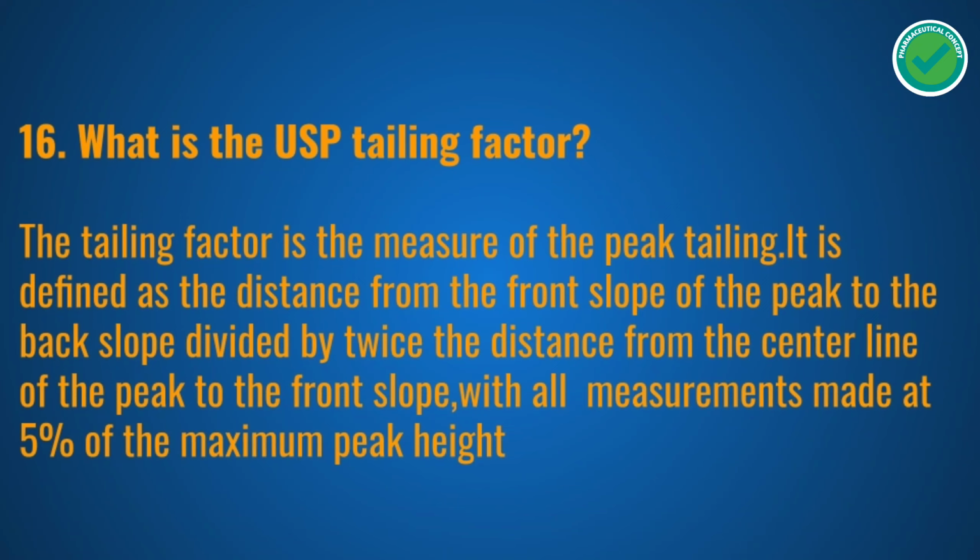What is the USP tailing factor? The tailing factor is the measure of peak tailing. It is defined as the distance from the front slope of the peak to the back slope divided by twice the distance from the center line of the peak to the front slope, with all measurements made at 5% of the maximum peak height.